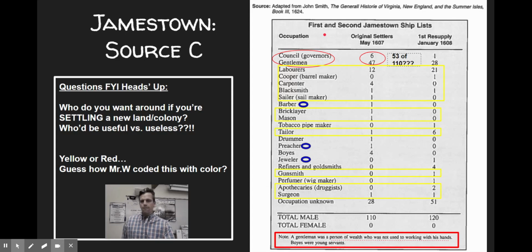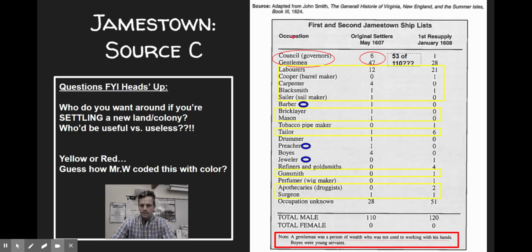So here we go. We have first and second Jamestown ship lists. This is pretty darn close to a primary source. Primary source means it's the objective thing that was there at that time. A diary would also count. Would I call this a primary source? It's adapted from John Smith. So I feel like it's close to a primary source, not a perfect one. It's been adapted, but it's pretty darn close, so I'd give this one a primary source rating.